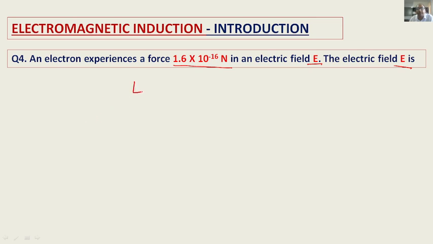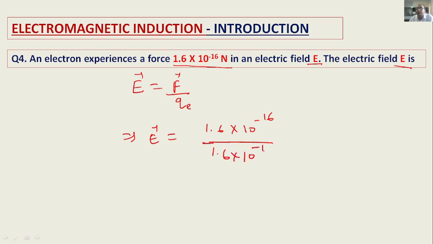We know that E is equal to F by q, and here q is e, the electronic charge. So we can very well calculate electric field is equal to 1.6 into 10 power of minus 16, which is given, divided by the charge on an electron, 1.6 into 10 power of minus 19 coulomb. So this 1.6 and 1.6 will get cancelled. 10 power of minus 16 into 10 power of positive 19, because it will go up and it will become positive.